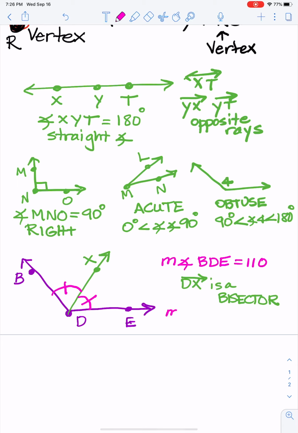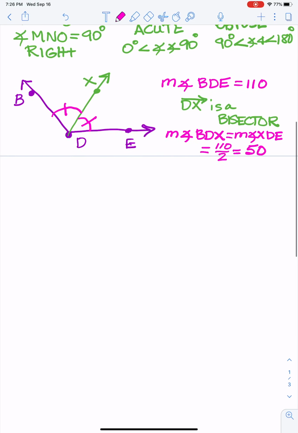So I could say that the measure of angle BDX, trace it with your pencil tip from B to D to X, that upper interior, would be equal to the measure of angle XDE, and both of them are going to be equal to 110 divided by 2, which would be 50 degrees. Now remember, I used the little m, so I'm not using the bubble. Okay?